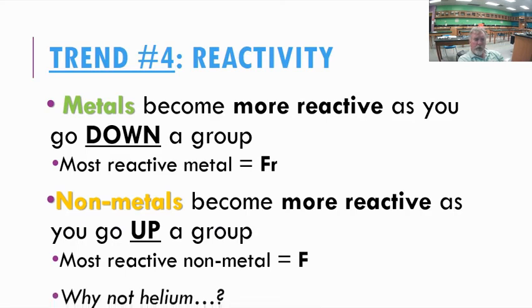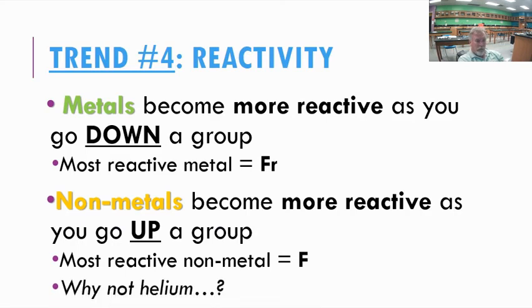So the question I'm going to ask you here is, why not helium? Why wouldn't helium be our most reactive nonmetal? It's at the top of the periodic table. But if you remember, group 8, those are our noble gases. Those are inert. They don't react at all. And we'll find out a little bit more why as we continue on in this unit. It's not going to be helium because it's inert.